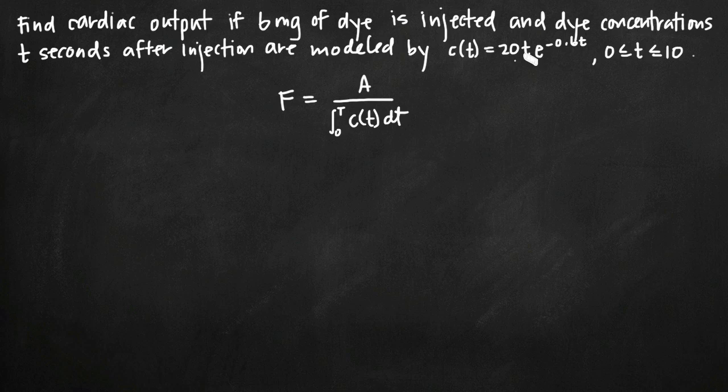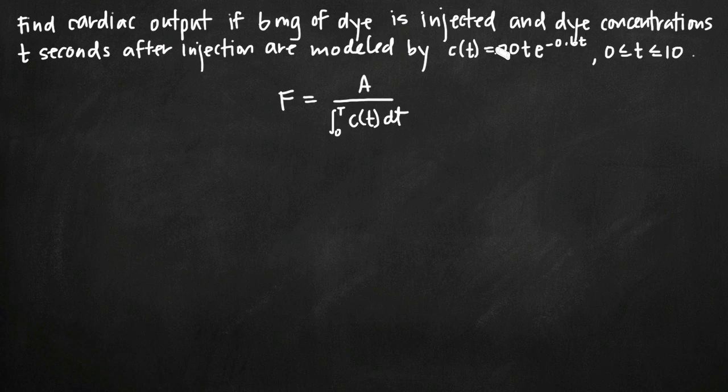And the amount of dye remaining is modeled by this function here, C of t. And this method allows us to find the cardiac output, which means the amount of blood that the heart pumps out every second or 2 seconds or whatever. So the formula that we use for cardiac output is F, for flow or flux, is equal to A, which is the amount of dye, in our case 6 milligrams, divided by the integral from 0 to t, so this is our time of measurement here, of our function C of t.